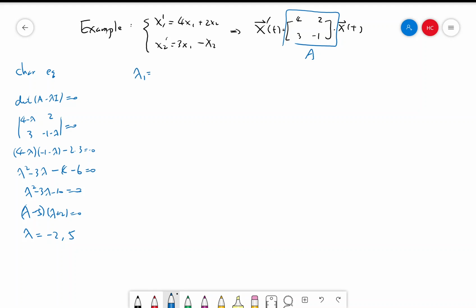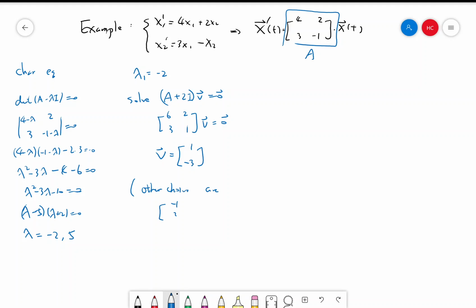For lambda 1, which is equal to negative 2, we solve (A plus 2I) times v equal to the zero vector. So we solve [6, 2; 3, 1] times v equal to 0. We can always choose vectors with integer entries. To make that equal to 0, v can be (1, negative 3). That will be the quickest choice, but there are many choices. Other choices, you can choose (negative 1, 3), that's fine, or (2, negative 6) is fine, as long as it's a multiple of that. Any choices are equivalent, so we usually just choose the most convenient one.